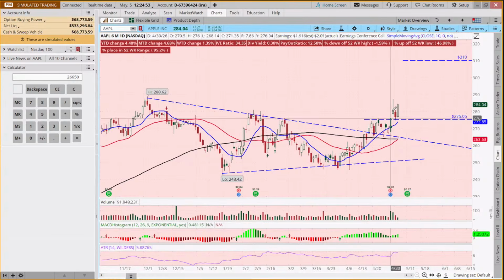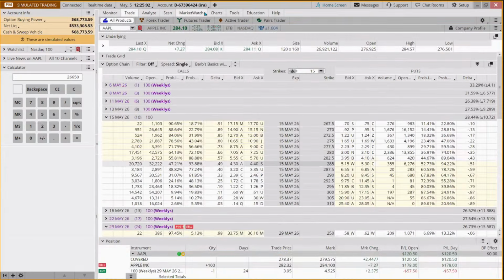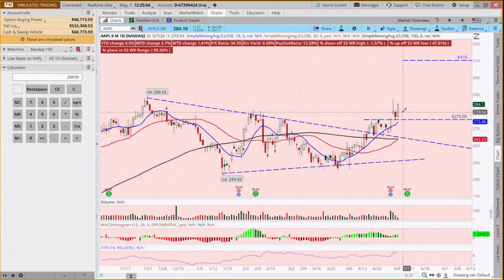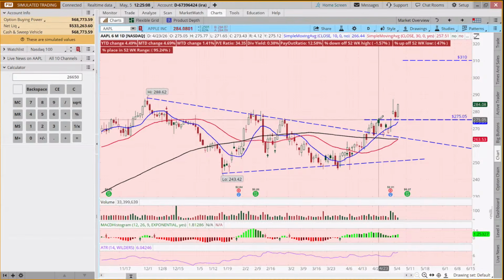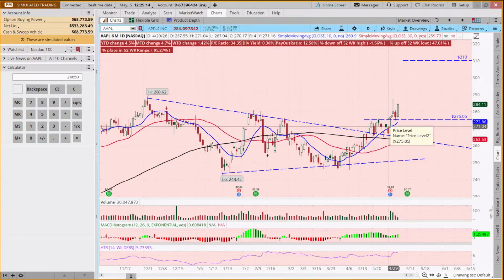And why? Because it's broken this diagonal resistance level and it's moving to the upside. And we're going to put that in as our target. Now, where might we put an exit? We might say this 275 level here, the old ceiling, appears to be acting as a new floor. So we could say if it goes 3% below that, let's exit the position. So 275 times 0.97, 266.75, would be our exit.